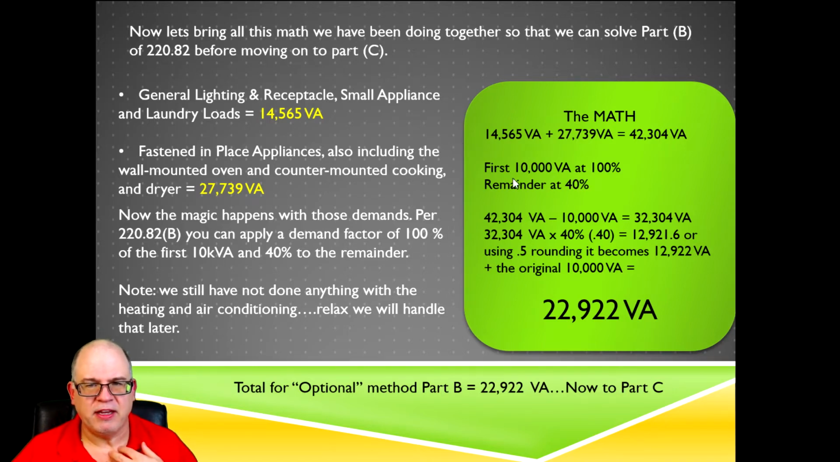And you remember what it said? We take the first 10,000 at 100%. And then we take the remainder at 40%. So let's do this. We added this to this, and we got 42,304. Okay, we just added the general lighting, receptacles, the small appliance and laundry. And then over here, we took the fastened-in-place appliances, wall-mounted oven, counter-mounted cooking unit, the dryer, and we added all of them together and applied it. And that gave us 27,739. So we did it all. And so here we go.